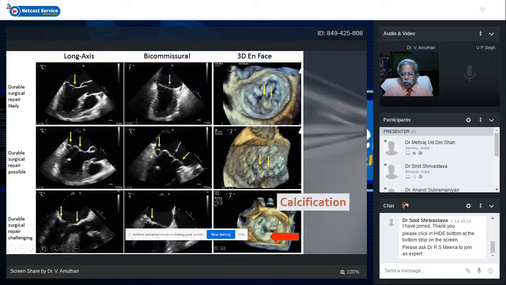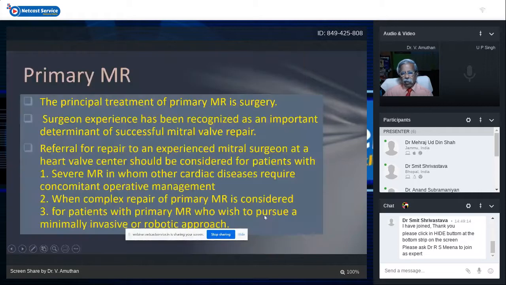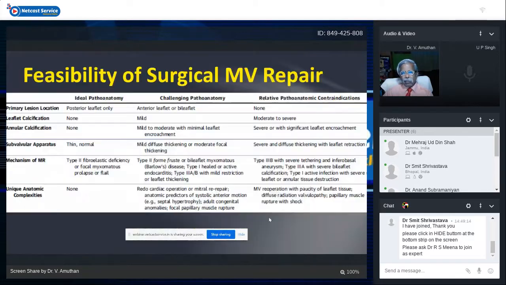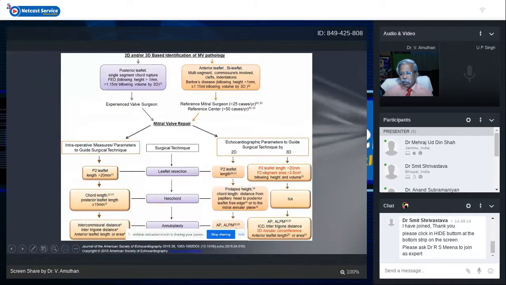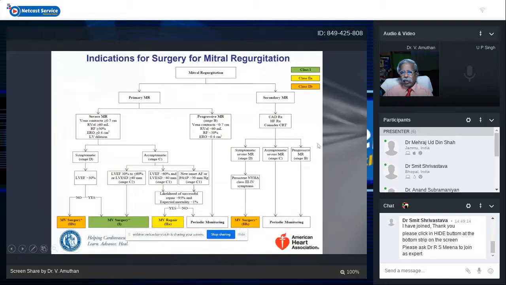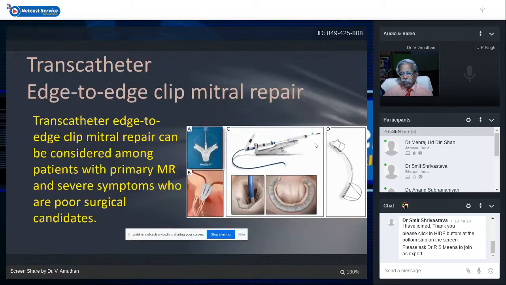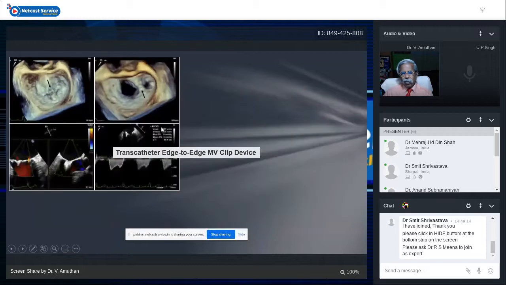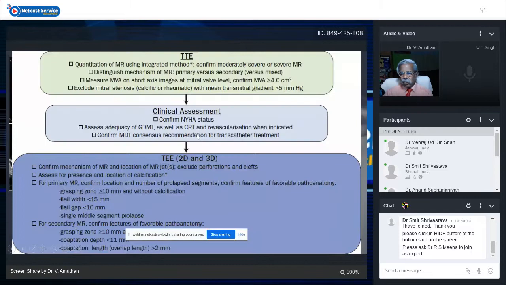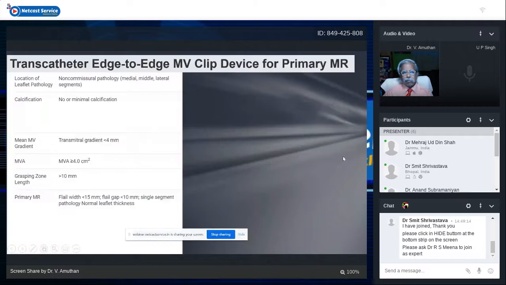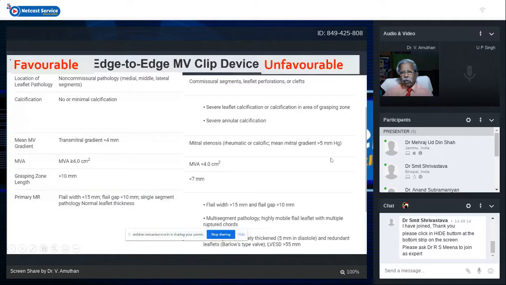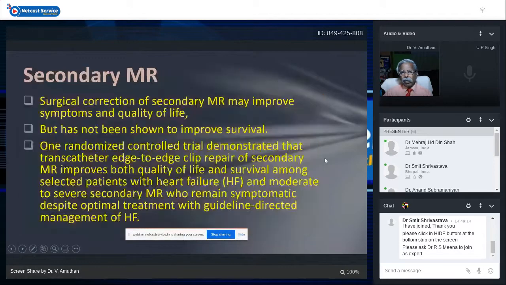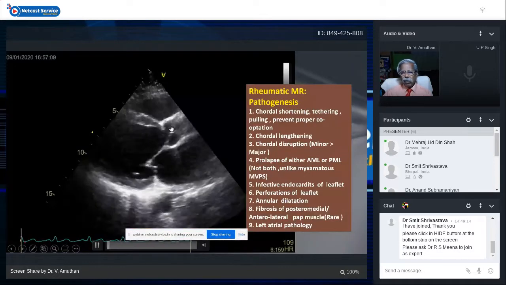The only objection is when you have calcification, when you have multiple calcification sites, as you can see here in 3D. So it becomes a difficult job for the surgeon. So these are the pathologies which you can select based on the 2D echocardiographic techniques, and the indication for surgery can be planned. Transcatheter edge-to-edge mitral valve repair can be planned according to the selection by 3D echocardiography. So these are the favorable and unfavorable management plans.